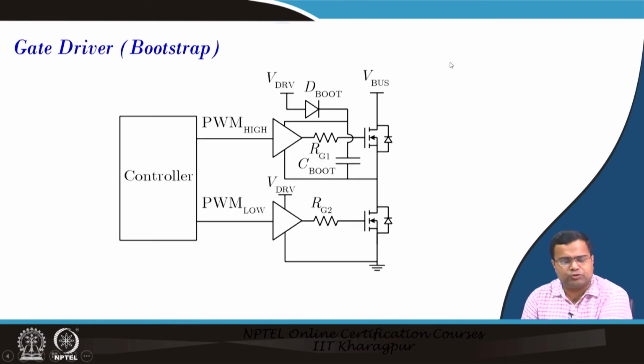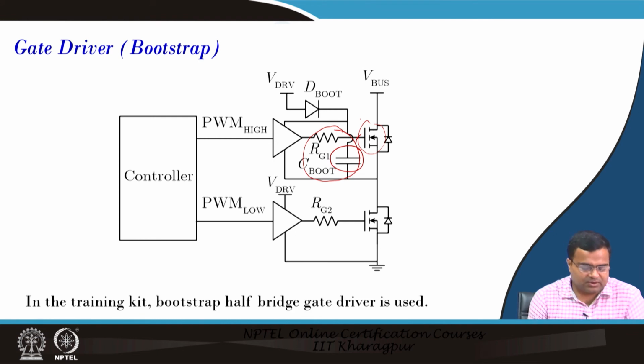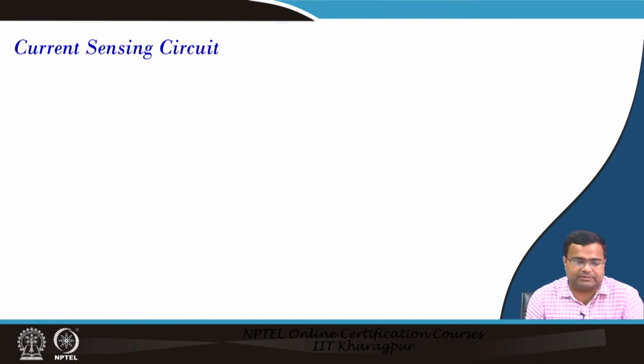So, the gate drive bootstrap arrangement we have discussed. The bootstrap has to supply this gate. So, we need to make sure that sufficient on and off time is maintained and the time constant is right. We have to decide the on time of this switch and the time constant, and there should be some kind of balance, otherwise it may discharge. So, in this training kit we have used a half bridge gate drive with a bootstrap arrangement.